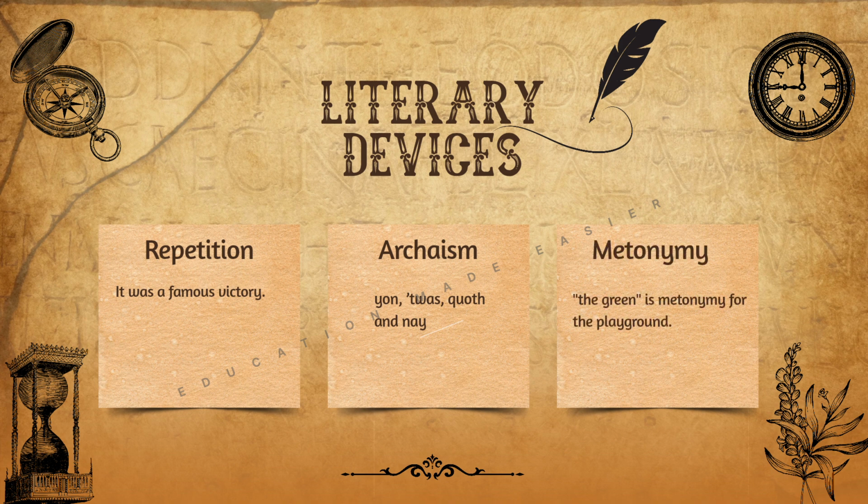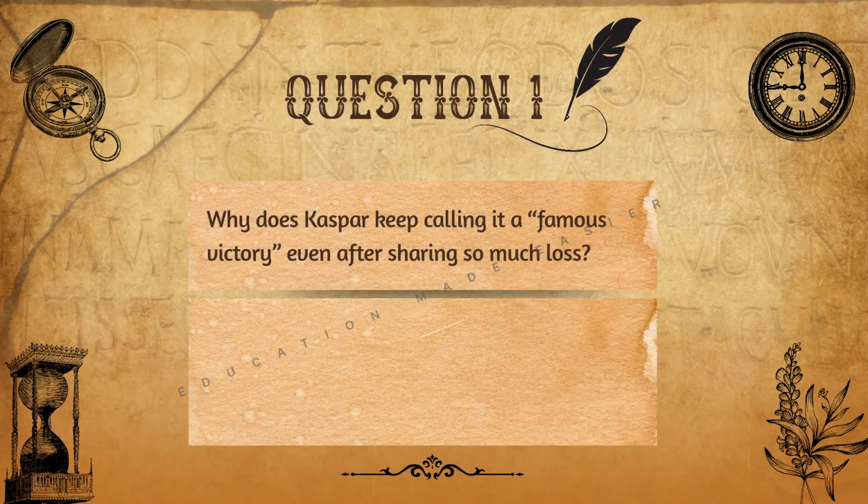The poet has used metonym. Metonym is the use of a word to represent a larger whole. In the line, "and by him spotted on the green," green here is the metonym for the playground. Now, let's have a look at the important questions based on the poem.